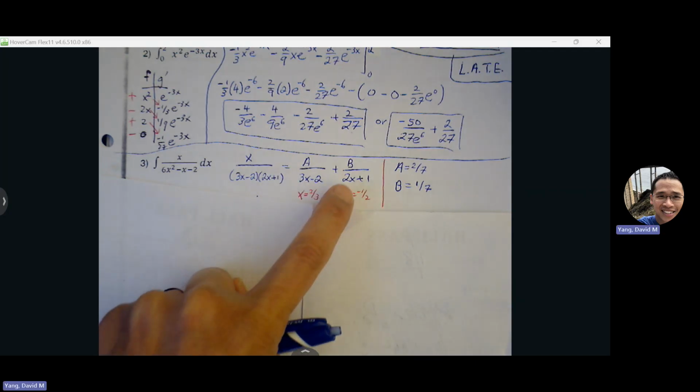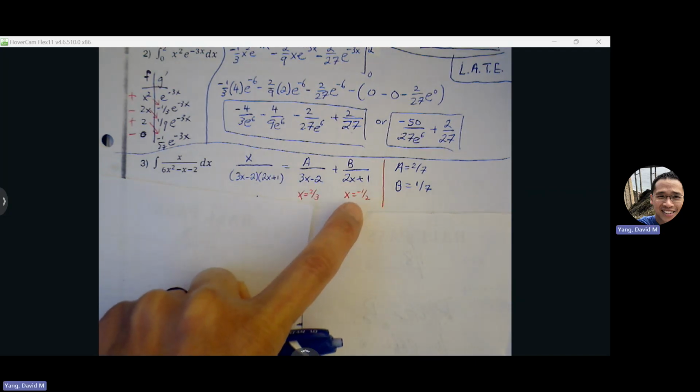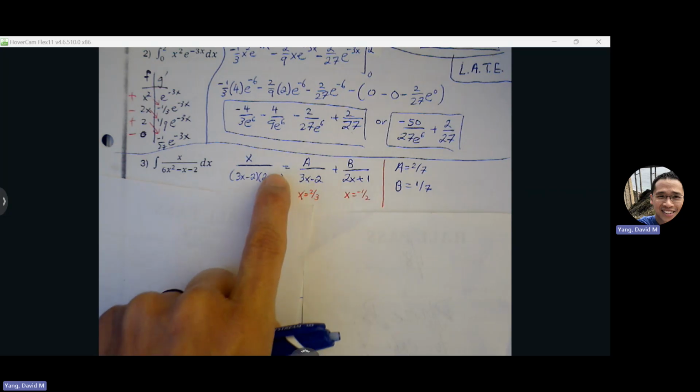And then if I want to test x equals -1/2, I'm going to cover up the 2x plus 1. And I'll get 1/7 if I solve for b.